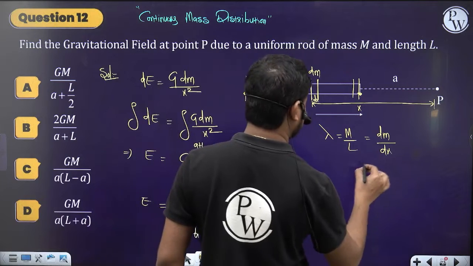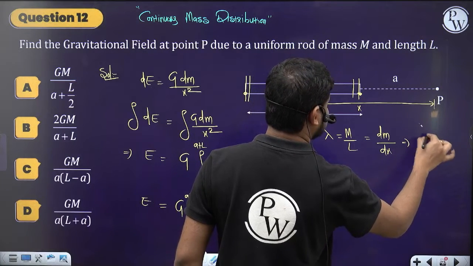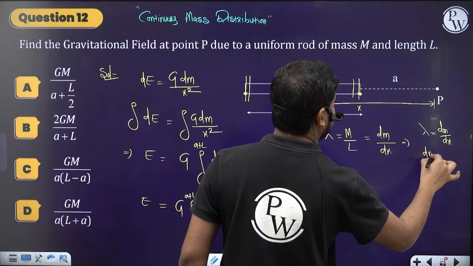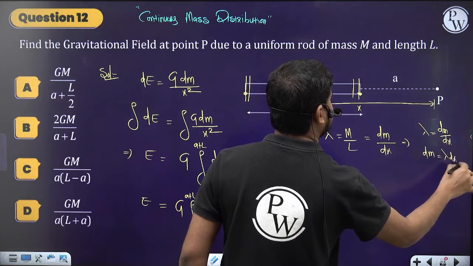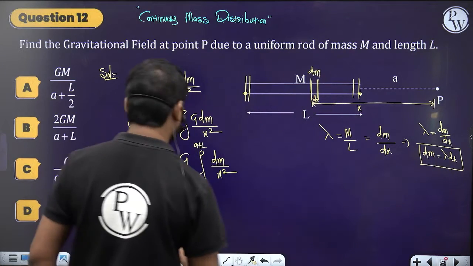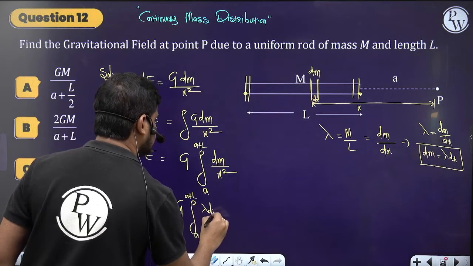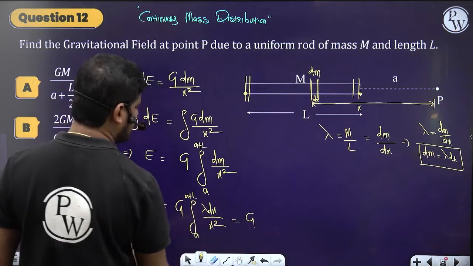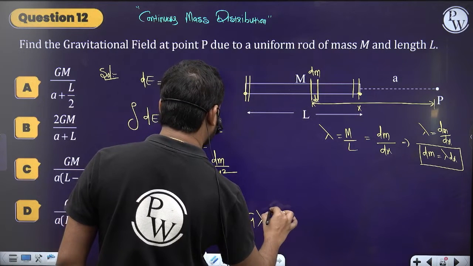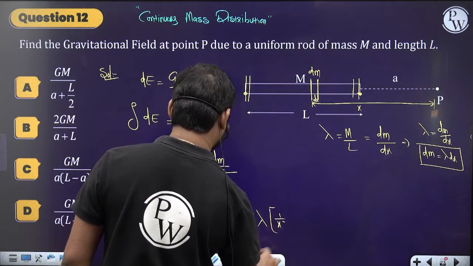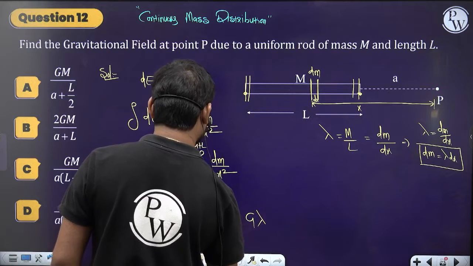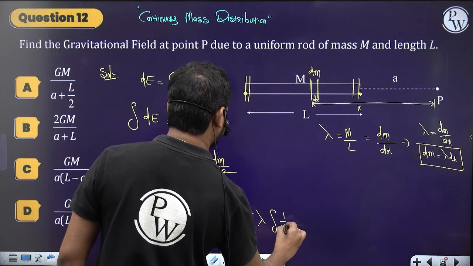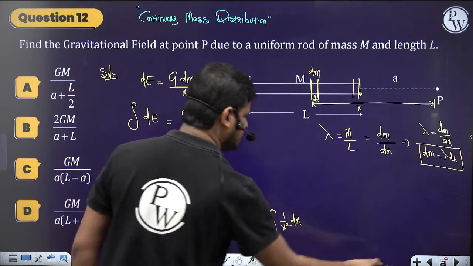So let me do this basic thing here. Lambda is equal to dm by dx. From here, dm is equal to lambda dx. So dm is lambda dx by x square. Here, g into, the lambda is constant, so take it out. So the integration of 1 by x square into dx. Let me do it in the next slide.